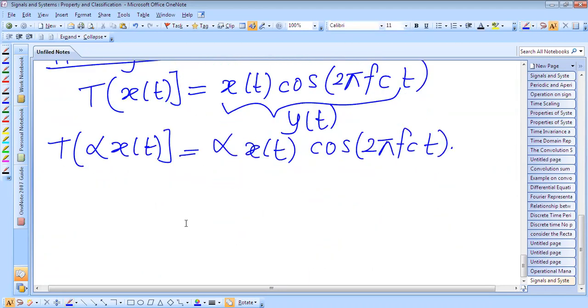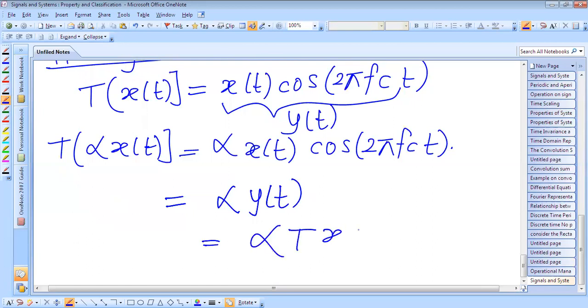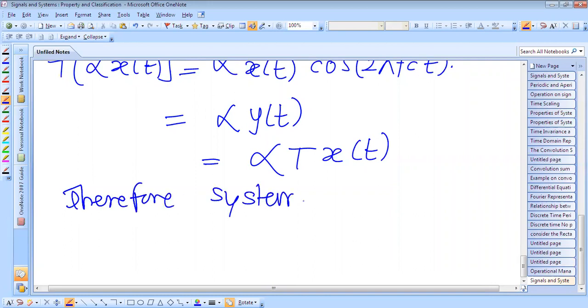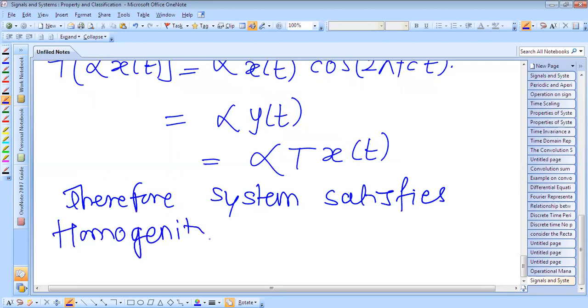This we can further write like this: alpha into y of t, and therefore this is alpha into T of x of t. Therefore the system also satisfies the homogeneity property. We can write here, therefore, the system satisfies the homogeneity property.